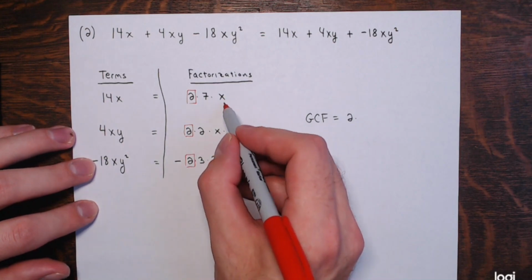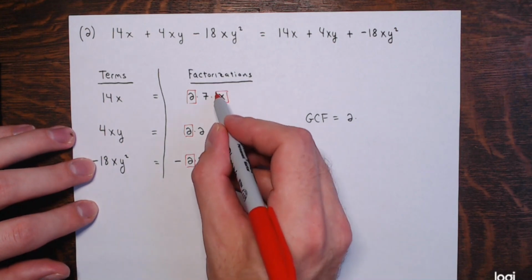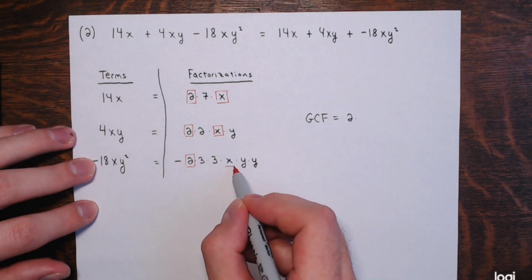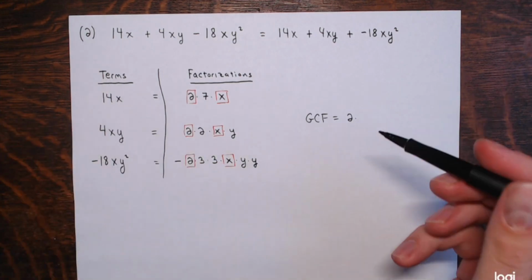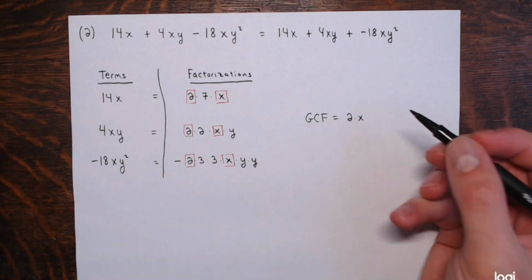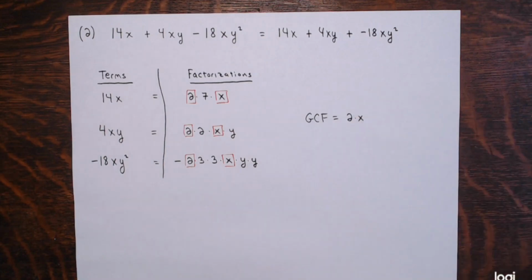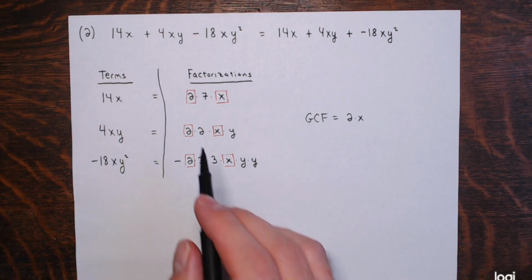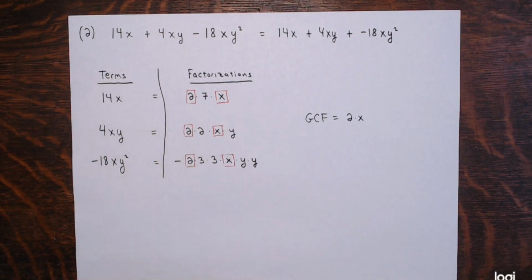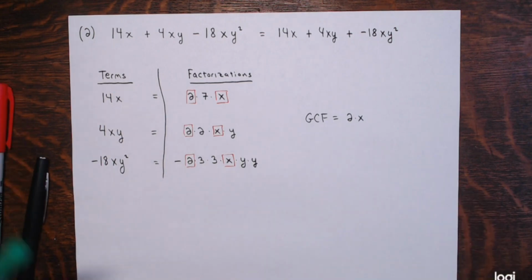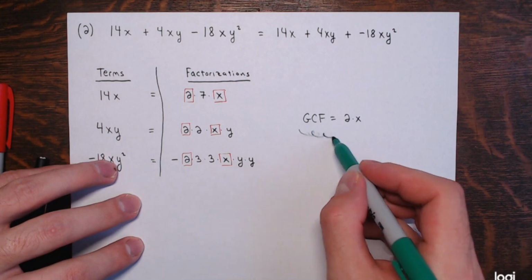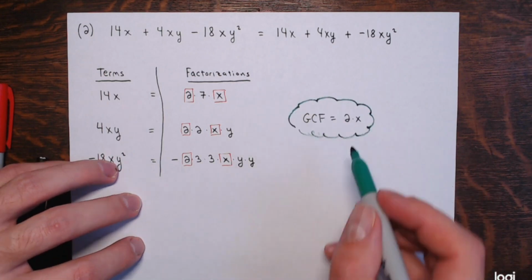There is a factor of x in all 3 of them, so that's going to be in the GCF. 2 times x, or just 2x. And that's it. Those are the only factors that are shared by all the terms. So the greatest common factor, this isn't the answer, but it's going to help me get to the answer, is 2x, 2 times x.